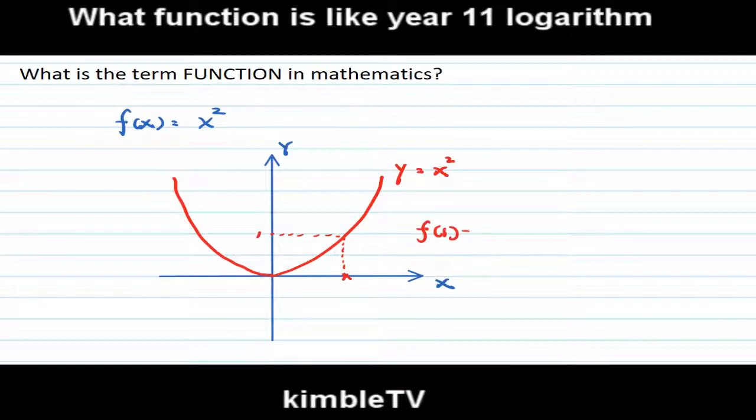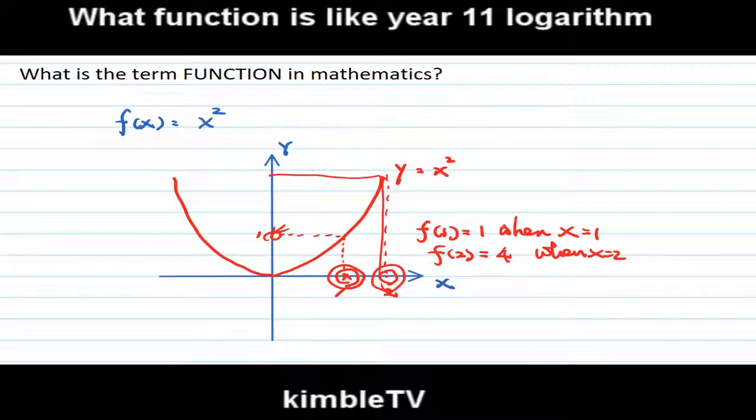Therefore, f(1) equals 1. What about x equals 2? f(2) equals 4 when x equals 2. In other words, the value of f(x) is determined by x values like this, 1 and 2. No matter what x is, f(x) has only one value, always. When x equals 1, y equals this one. When x equals 2, y equals this one, 4.